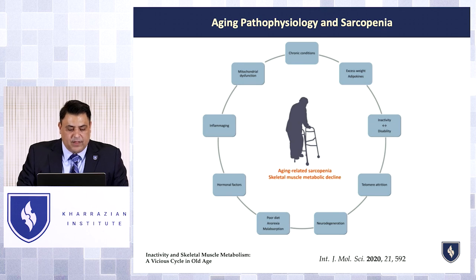This was a paper titled "Inactivity of Skeletal Muscles and Metabolism: Vicious Cycle of Old Age," and they really just go on to say, this is the vicious cycle. Let's start here: inactivity, disability, telomeres start to shorten faster. Neurodegeneration starts to take place. They start to have poor diets, anorexia, malabsorption. Hormonal systems start to fail. They get inflammation, mitochondrial dysfunction. They get more and more chronic conditions. They can get excess weight as they're losing muscle mass, and then they're not functioning at all.